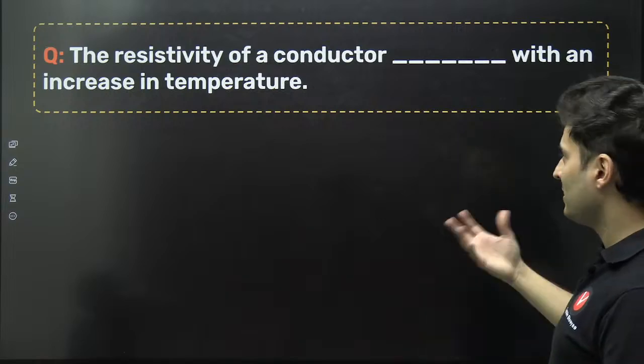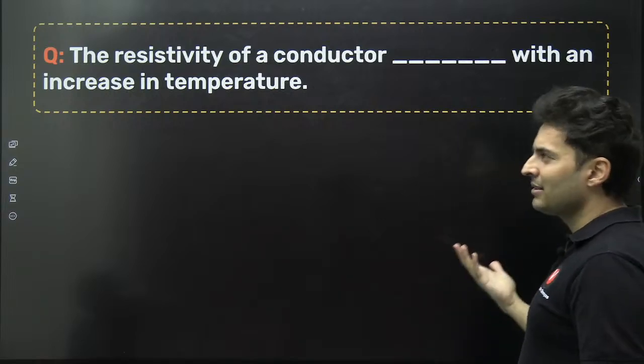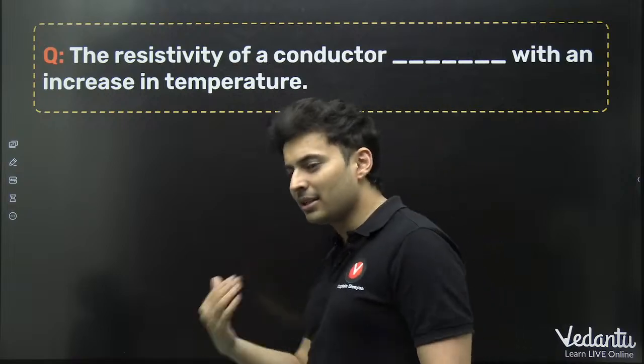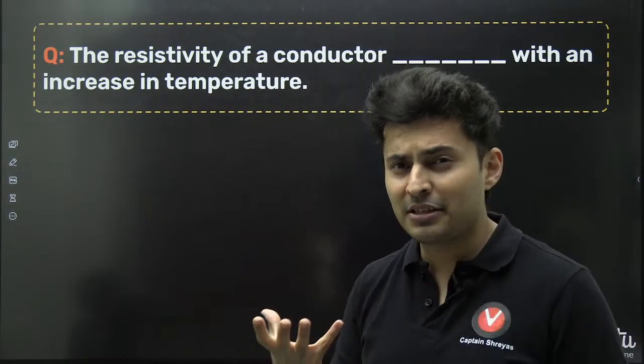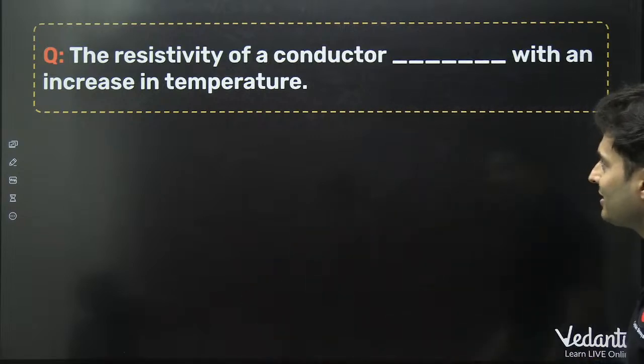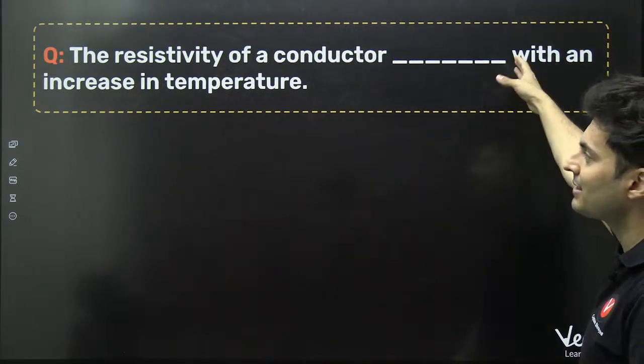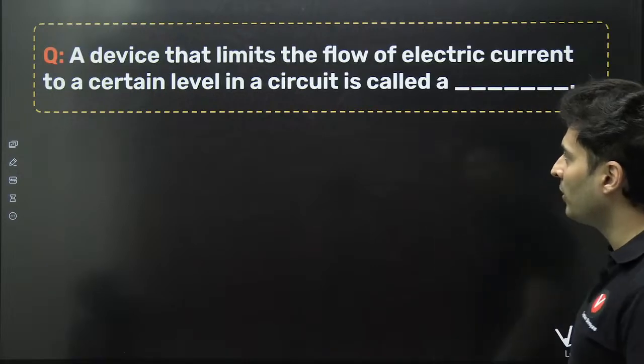Yes. Resistivity of a conductor dash with an increase in temperature. Obviously, when you increase the temperature, more collisions, more difficult for the electrons to go. So resistance will obviously increase. Resistance will increase. That's the answer for this question. Moving on.